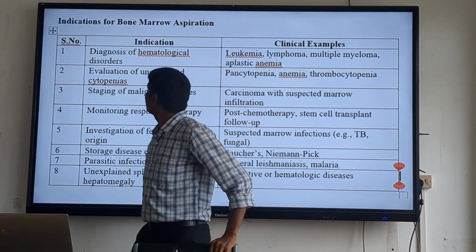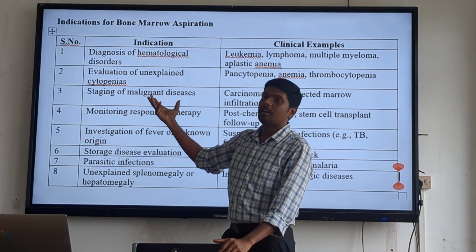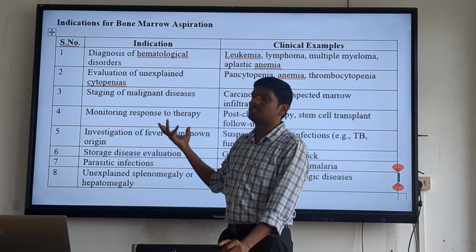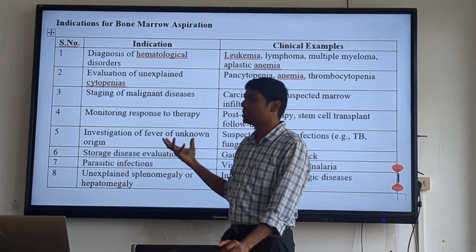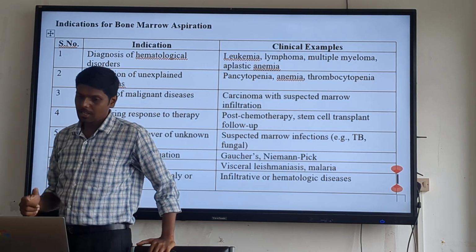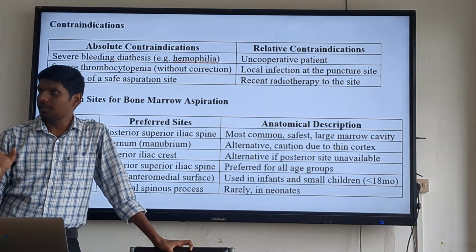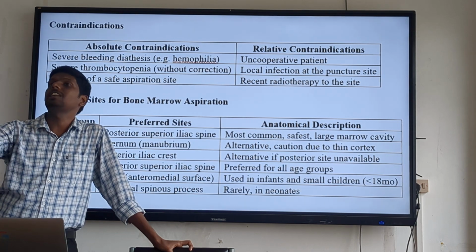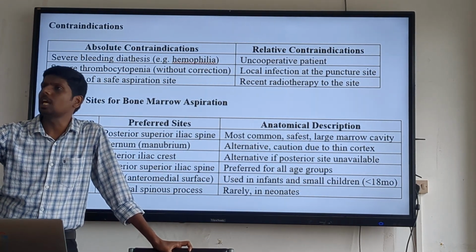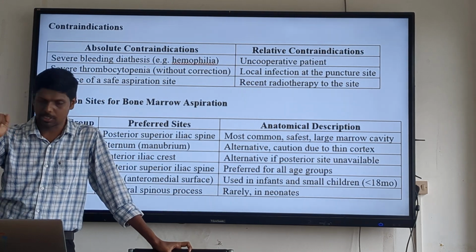Some of the indications include hematological problems, cytopenias, staging the cancer, seeing the response to therapy, investigation of unknown fevers, and other infectious problems. And then we discussed contraindications. Some of the contraindications include if the patient has hemophilia, excessive thrombocytopenia, uncooperative patients, or absence of an aspiration site.